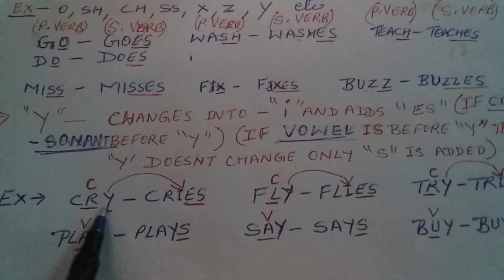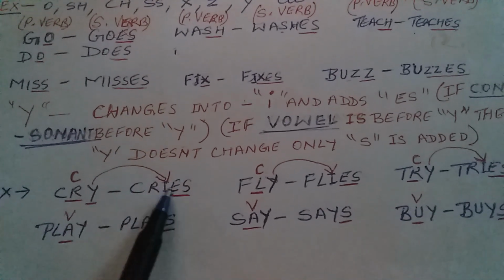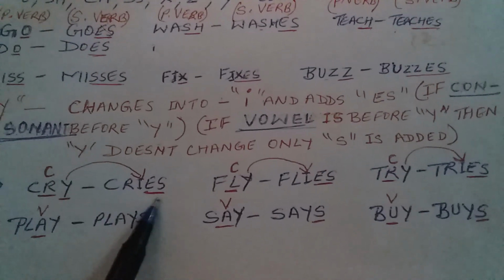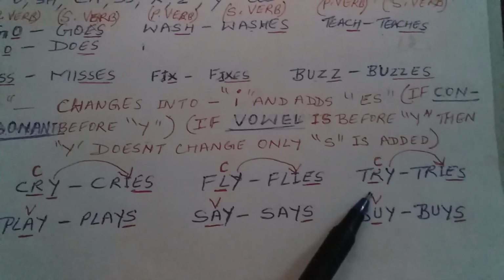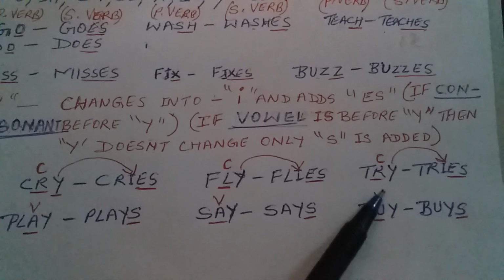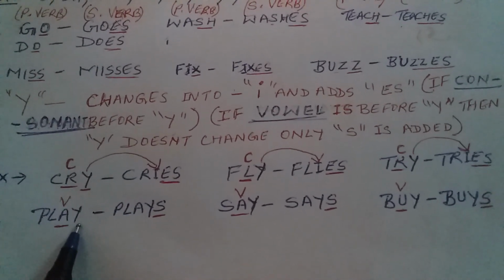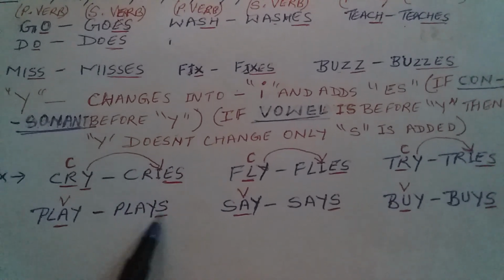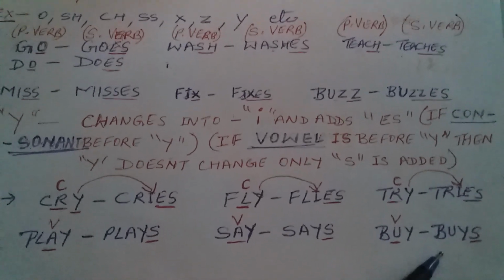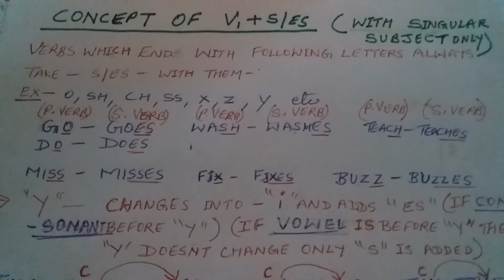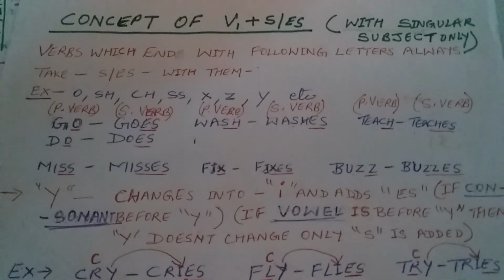For example, cry, it is a verb, before y consonant r is there, so when we use it with singular subject, y will change into i and es will be added. Next example, fly, again consonant before y changes into i, es is added. Next example, try, again consonant before y, it changes into i and es is added. But when there is a vowel before y, it does not change, only s is added. Play, plays. Say, again vowel, says. Buy, again vowel, buys. This concept is very important for you children to understand before dealing with the tenses or before writing any sort of sentence.